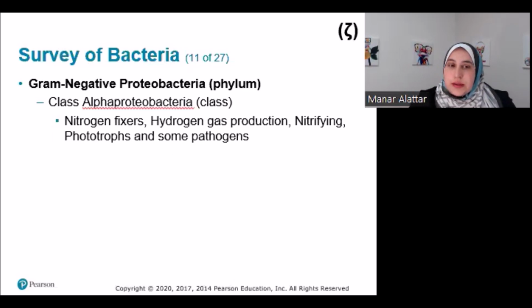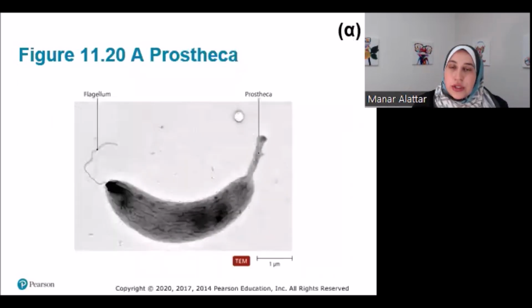So alpha-proteobacteria typically are aerobes that are capable of growing at low nutrient levels, and so they have some unique metabolisms: nitrogen fixers, for example, or hydrogen gas production, or nitrifying organisms, or phototrophs. Although there are some pathogens within them as well. One characteristic of alpha-proteobacteria is that many of the species produce what are called prosthecae, which allow them to adhere to surfaces.